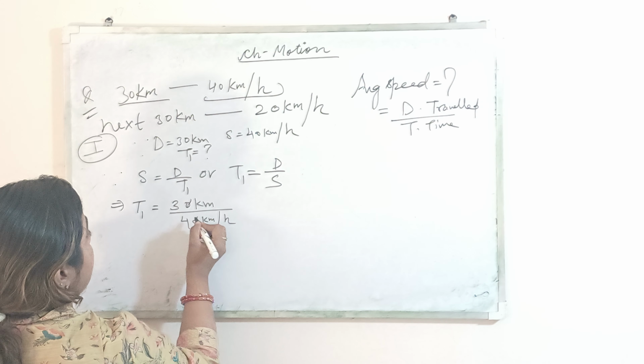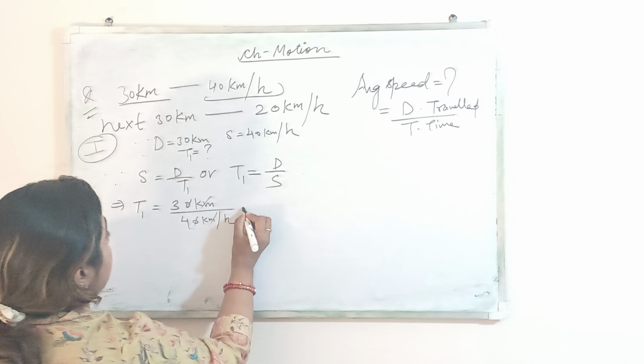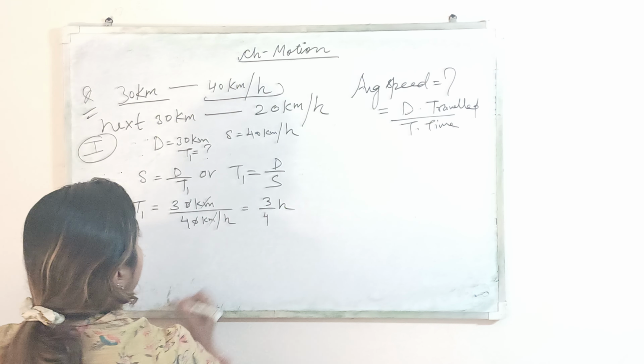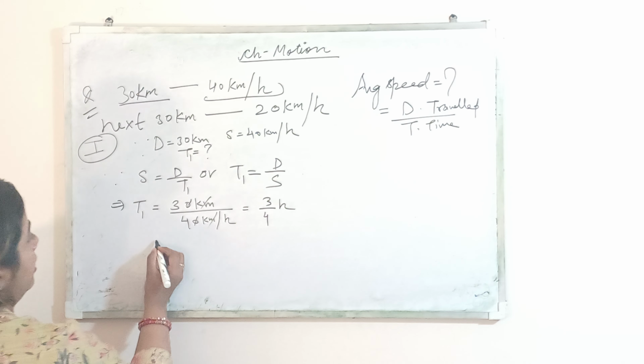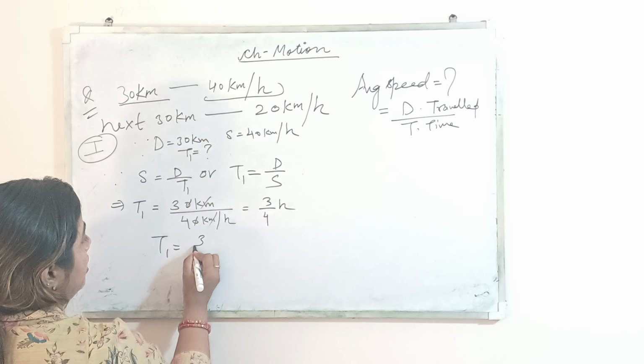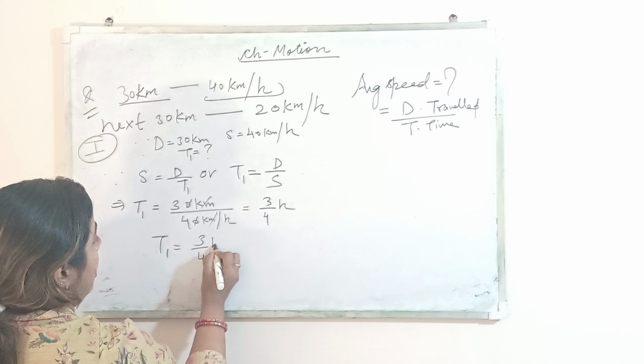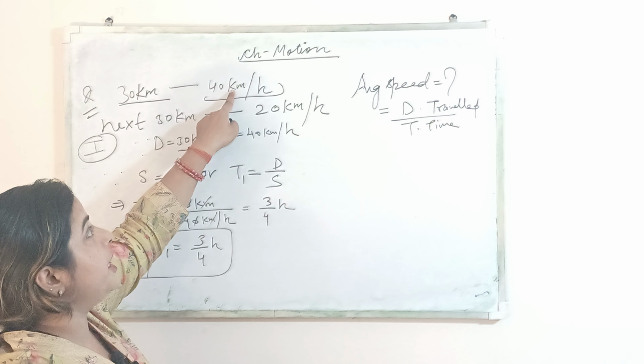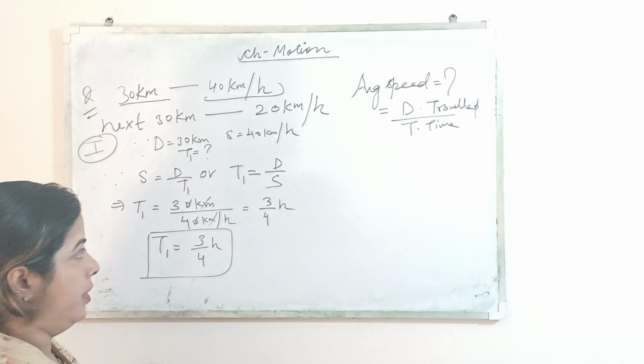So 0 0 cancel, kilometer kilometer cancel. It gives you 3 by 4 hour. This is your first time period. T1 is equal to 3 by 4 hour for the first 30 kilometer when the speed of the object is 40 kilometer per hour.